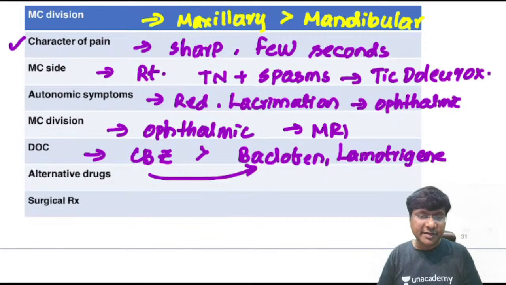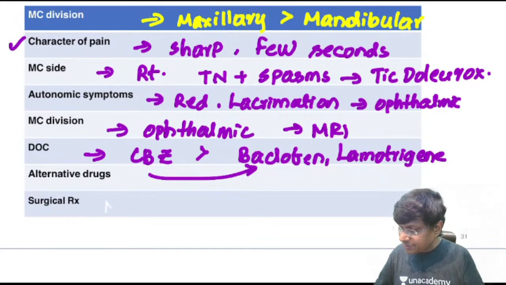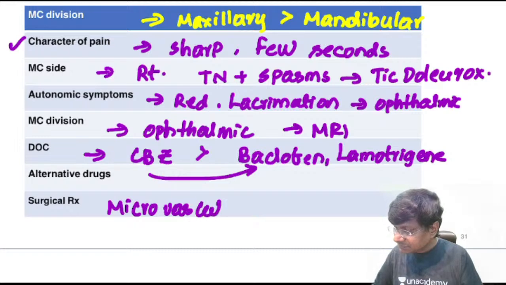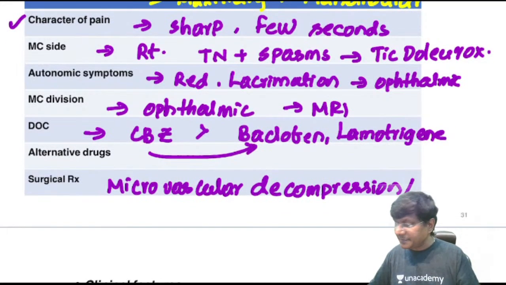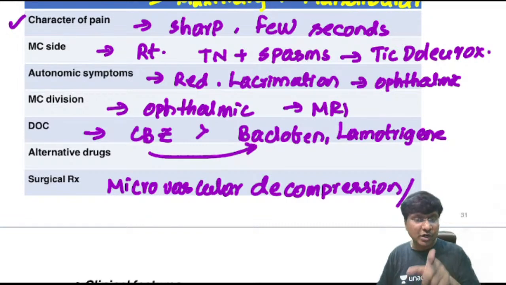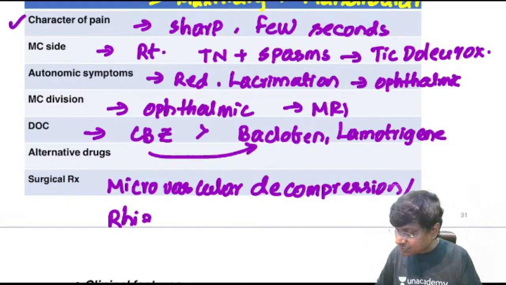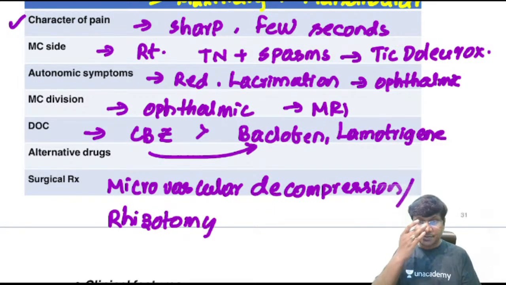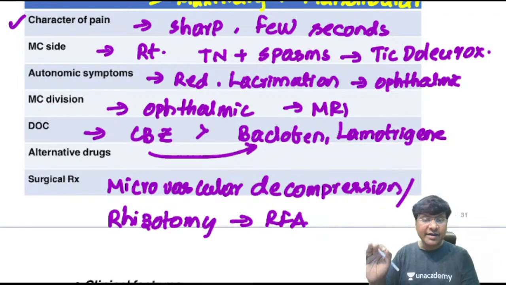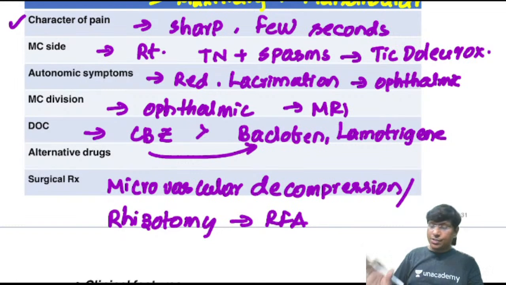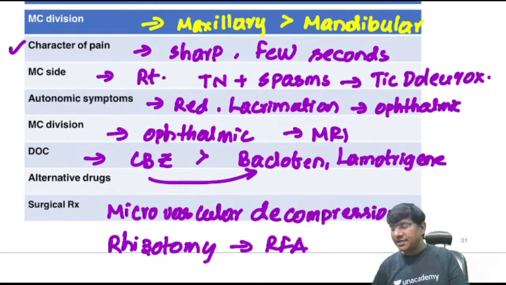Then what is the surgical treatment in trigeminal neuralgia? It is basically a compressive lesion, so you need to do microvascular decompression of the trigeminal nerve root. Or the other important treatment option that we have is the ablative procedure. What ablative procedure can you do? Rhizotomy, right? Rhizotomy has to be done with radiofrequency ablation, or radiofrequency thermocoagulation. That will be the surgical treatment in trigeminal neuralgia.